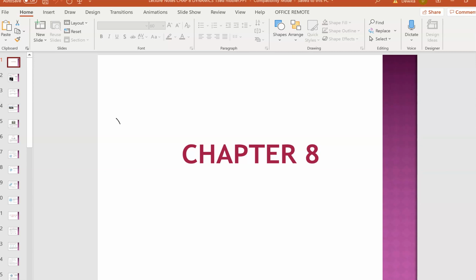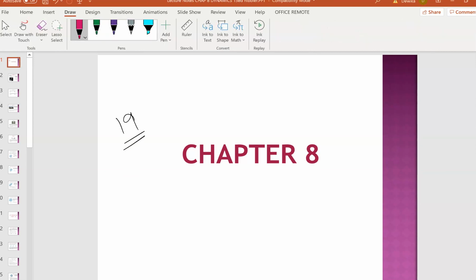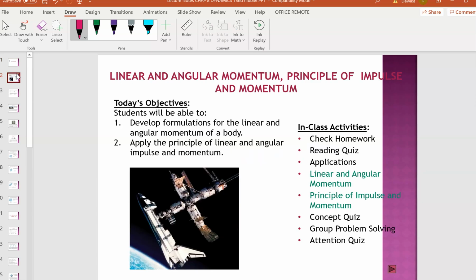We are at chapter 19 in the textbook, chapter 8 in my lecture. It's planar kinetics of a rigid body, impulse and momentum. So we're going to look at impulse and momentum for a rigid body.